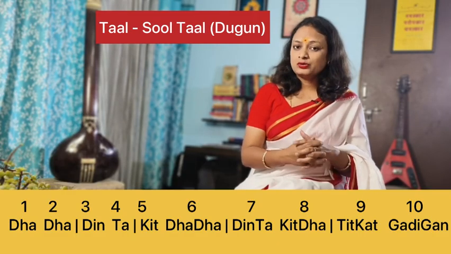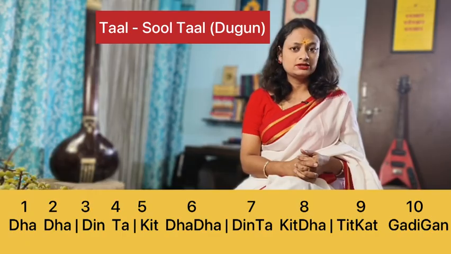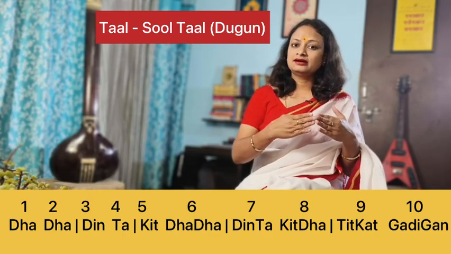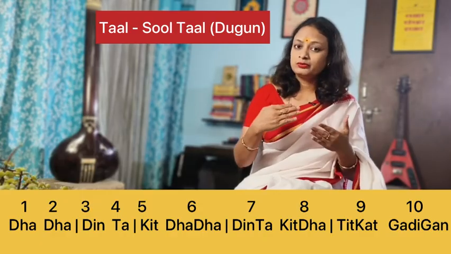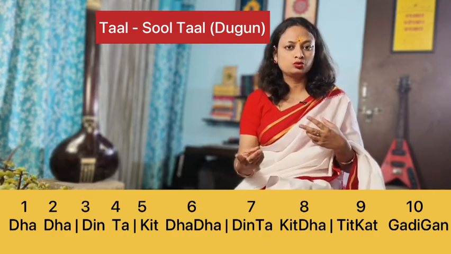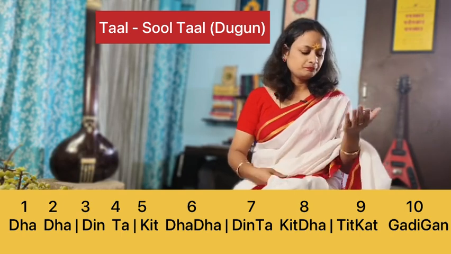All right, so as you know, the dugun for Sool Taal starts from the 6th matra, so we will speak its bol till the 4th matra, and on the 5th matra we will start counting in dugun lay or in double speed. Okay, so let's do it.